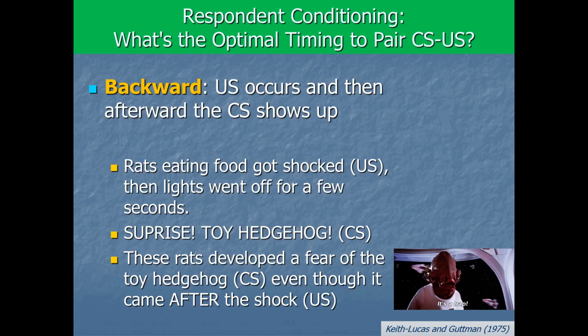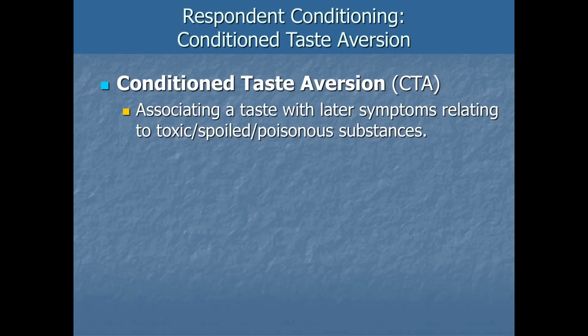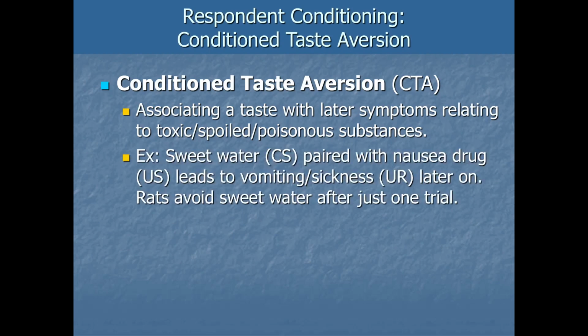There's one last concept I want to touch on in this video before we move on. There is a particular example of respondent conditioning that we call conditioned taste aversion. This is where an animal, including us humans, but any animal, can quickly learn to associate a particular taste with later symptoms of sickness, specifically the kinds of sickness symptoms that are related to toxic or poisonous substances or spoiled food. So, just for example, let's say you put some sugar in water. You make some sweetened water, okay? So you do sweet water and you pair it with maybe a nausea drug, something you put in the water that leads to vomiting or sickness later on. We'll probably do this with some rats, not some humans in our experiment.